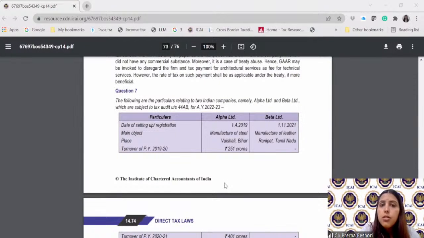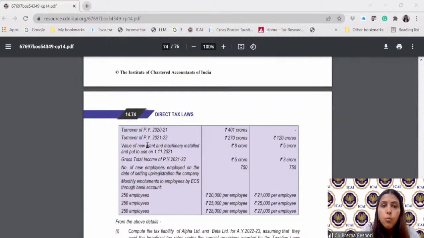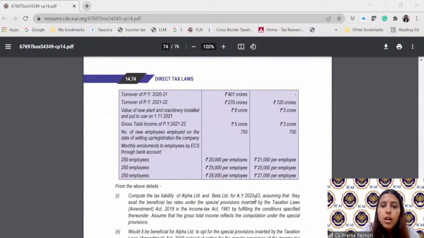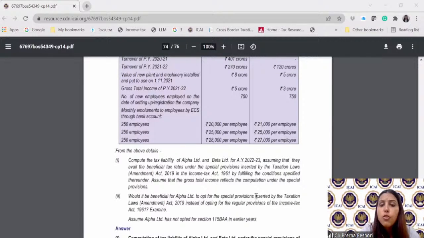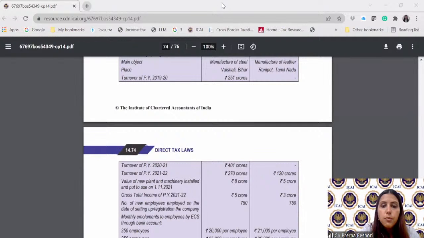The following are the particulars relating to two Indian companies, namely Alpha and Beta, which are subject to tax audit under 44AB. Date of setting up or registration, main object, manufacture of steel, place, turnover of previous year 19-20, turnover of 2020-21, 21-22. Value of new plant and machinery installed and put to use on 1st November, gross total income, number of employees employed by the date of setting up or registration, monthly emoluments to employees by ECS through bank account. Compute the tax liability of Alpha and Beta, assuming that they avail the beneficial tax rates by fulfilling the conditions specified therein. Assume the GTI reflects the computation under the special provision. Would it be beneficial for Alpha to opt for special provisions instead of opting for the regular provisions? Assume Alpha has not opted for 115BAA in earlier years. So this is your question. Give me the answers once you solve it.